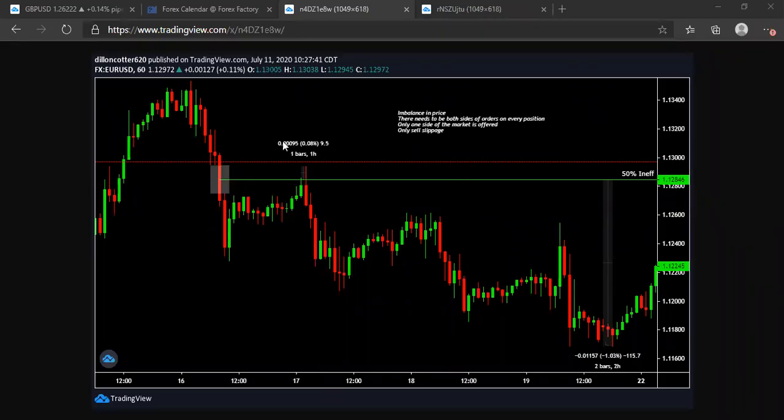Welcome everyone. In this lesson, we will be talking about sell side inefficiency. And basically, an inefficiency is an imbalance in price. And when there's an imbalance in price, there always needs to be both sides of orders on every position. So for every sell position, there needs to be a buy position.